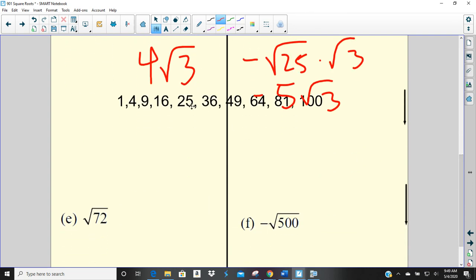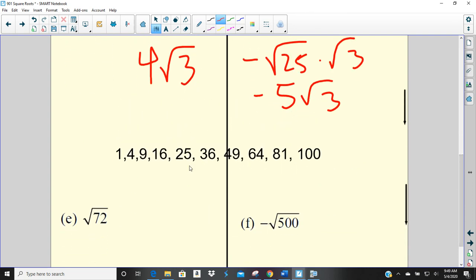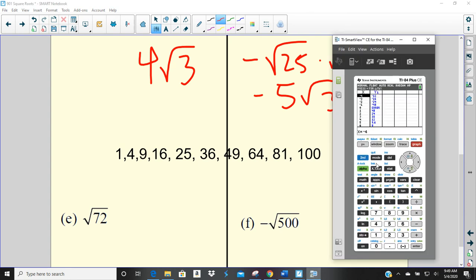Okay, question E, starting to get a little tougher. Again, I want to find the largest perfect square. I'm pretty sure 4 goes into it. I'm pretty sure 9 goes into it, but I think there's one a little bit bigger. So let's go to y equals 72 divided by x, and I'm going to do second table. So what do we have here? 4, 18, okay, 3, 24, they're not perfect squares.